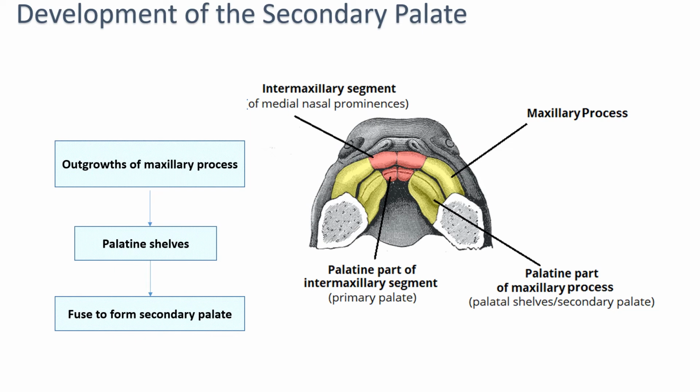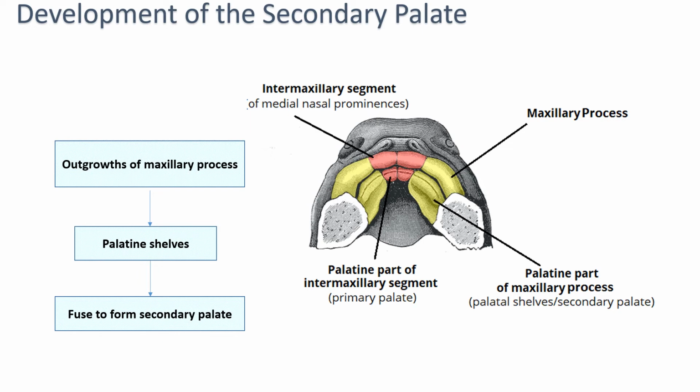So let me explain this to you. We have those maxillary prominences, also referred to as processes. Maxillary process or prominence are really the same thing. Those maxillary prominences that we learned about in our second lecture, by about week 7 or week 8 of development, expand quite a fair bit, and they give rise to these medial extensions known as palatal shelves.